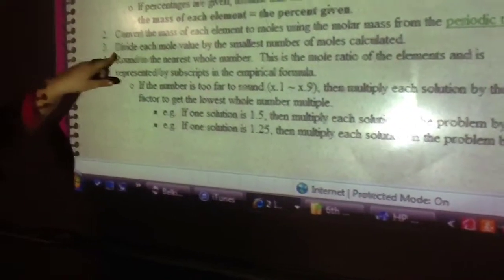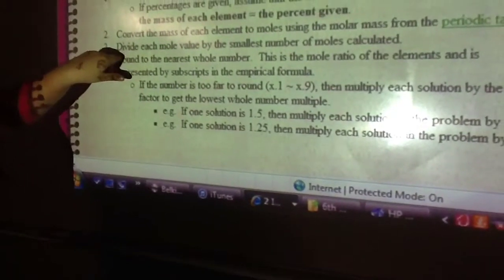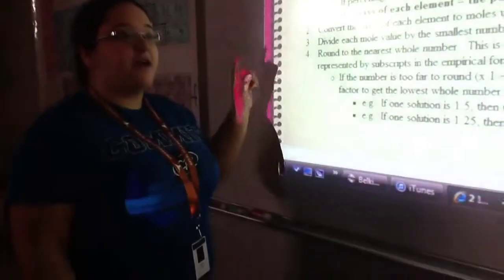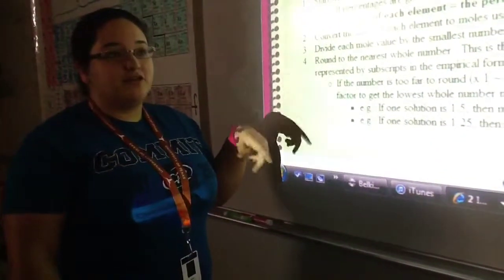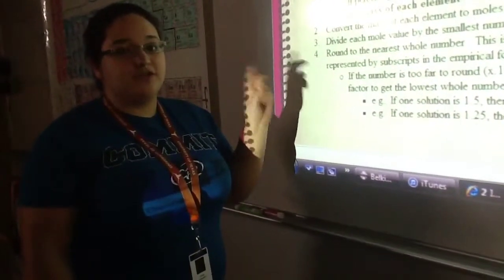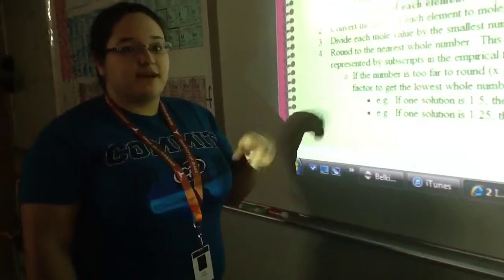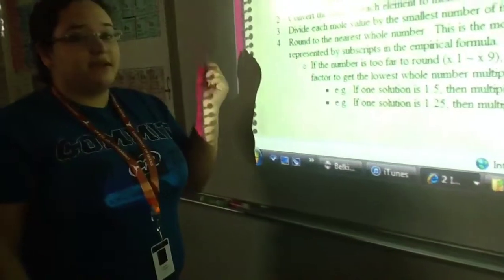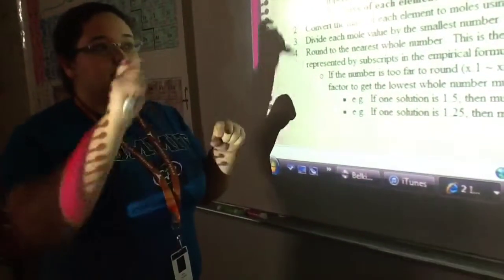And then you can divide. After that, you're going to divide each mole value by the smallest number. So let's say, like in the first example, we had 0.325 for calcium and 6.75. So the smallest one was obviously 0.325. So you divide everything by that to make the smallest one 1 mole, and you're just going to find everything from there.